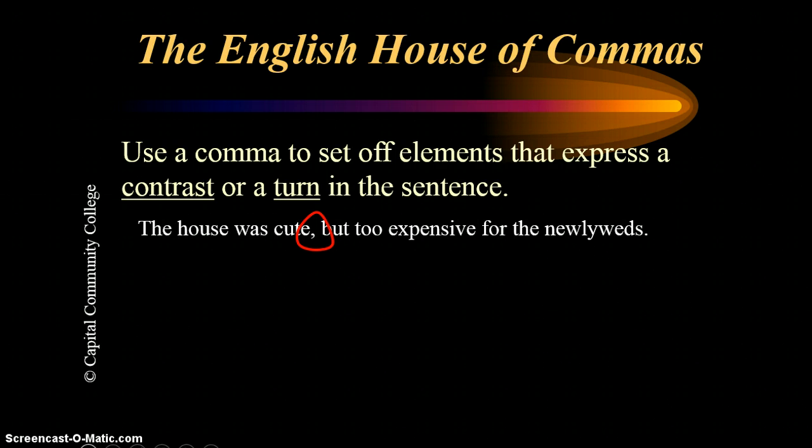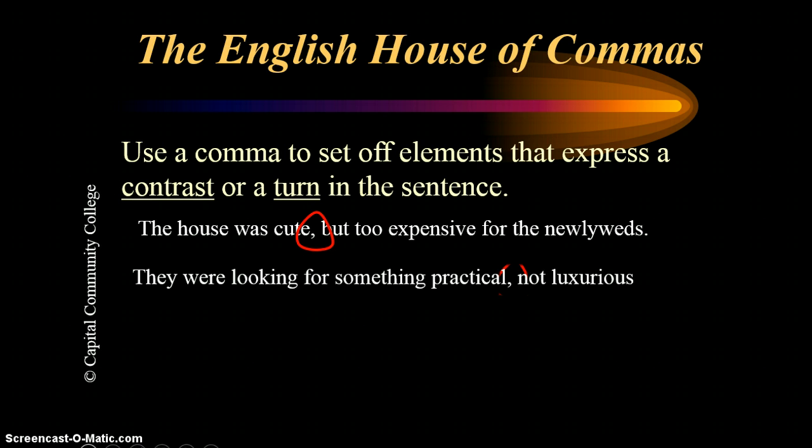So for example, the house was cute, but too expensive for the newlyweds. In this case, the but is not functioning to join two independent clauses, but since it's expressing something opposite of the house being cute, we can put that in there. Same deal with this one. They were looking for something practical, not luxurious. Obviously, that not luxurious is adding sort of a contrast to being practical. So even though it's not a complete sentence afterwards, it's not an independent clause, to show that contrast, we want to put that comma in there.